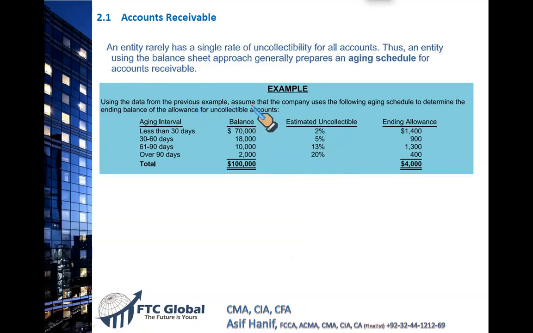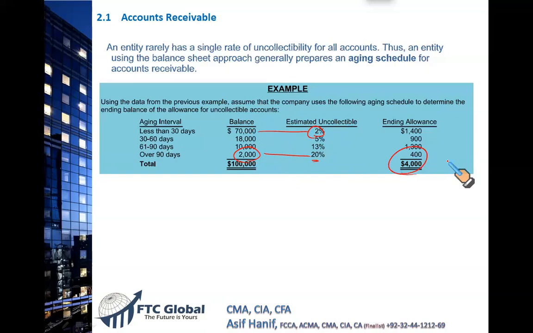Using the data from the previous example, assume the company uses the following aging schedule to determine the ending balance of allowance for uncollectible accounts. So these are the customers breakdown: 70,000 less than 30 days old, 18,000 between 30 to 60, and then 10 and 2. Now, as per the common logic, the debt that is older is more likely to go bad. So we will charge a higher percentage for this. And the account receivable that is just recent, we just sold goods or service to these, is less likely to go bad, so just 2%. So multiplying these estimated uncollectible percentages with the amount, this is the amount you get.